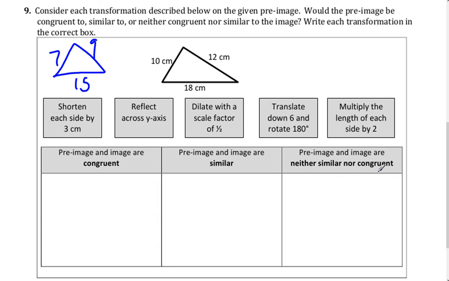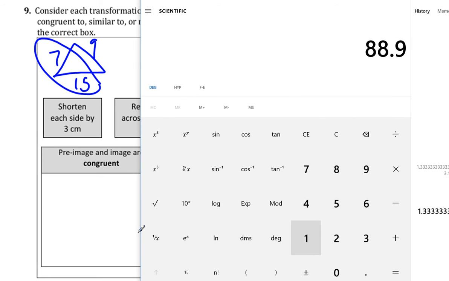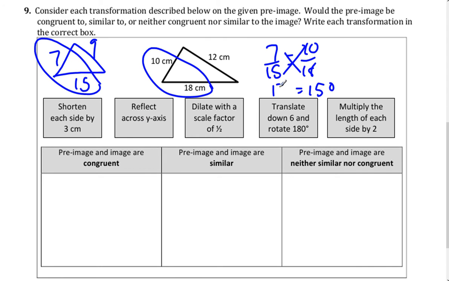Well, they're not congruent. They're not exactly the same shape and size. Similar? I don't know. I'd have to set up a proportion. So I'm just going to pick two sides and set it up. 7 over 15, 10 over 18, cross multiply. 15 times 10 is 150. 18 times 7 is not 150. That's 126. So they're not similar because they're not in proportion. They're not the same, so that means they're neither. So if you shorten each side by 3, that is not similar or congruent.